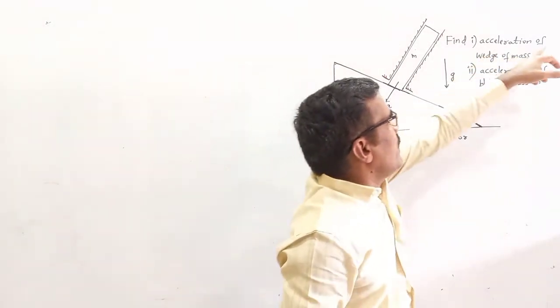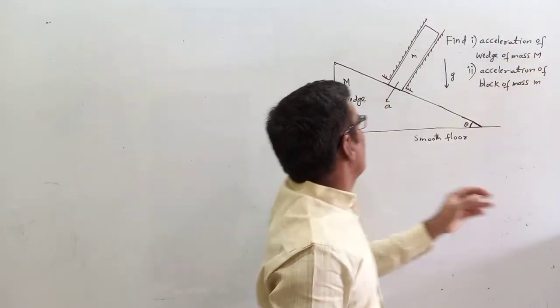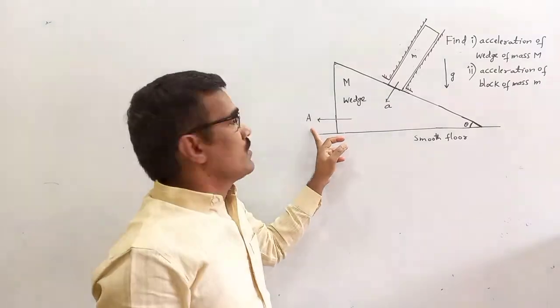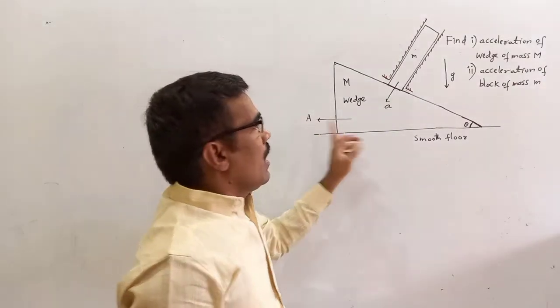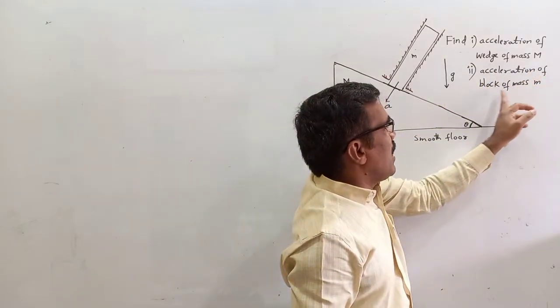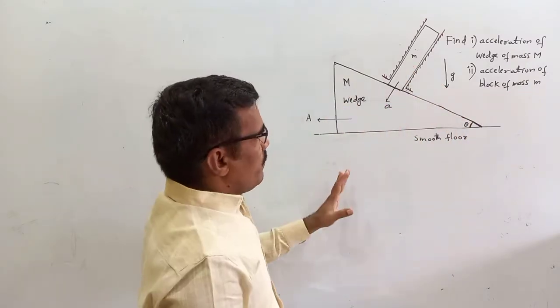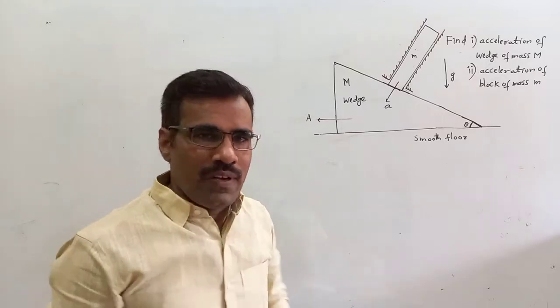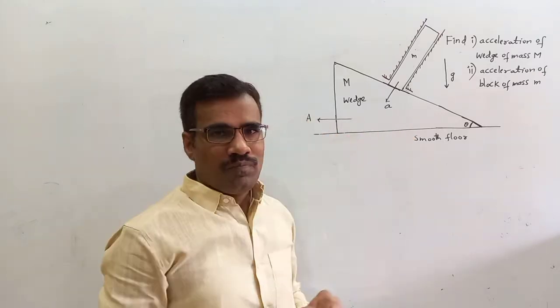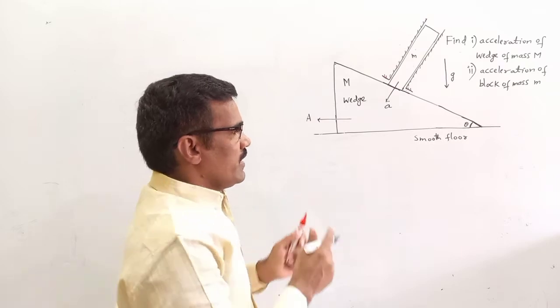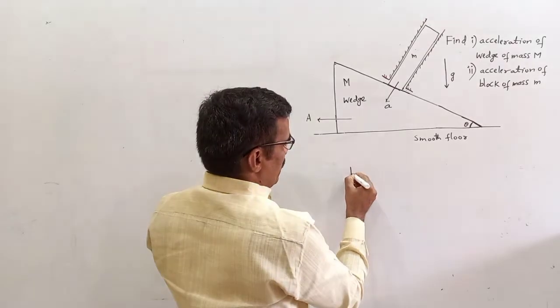Find the acceleration of the wedge of mass capital M, and the acceleration of the block of mass small m, this acceleration small a. First of all, find the relation between small a and capital A. One thing you should remember.